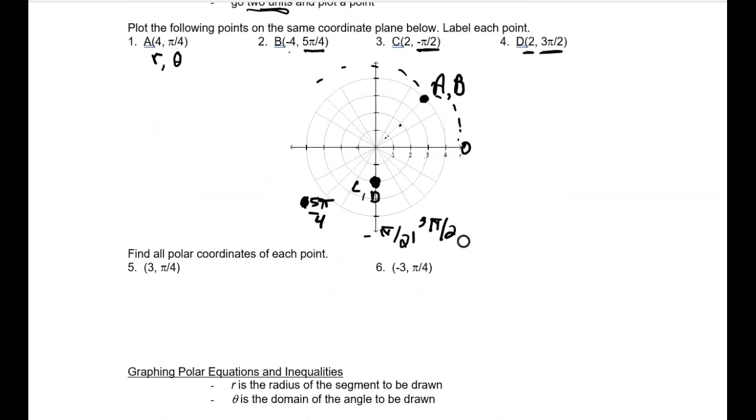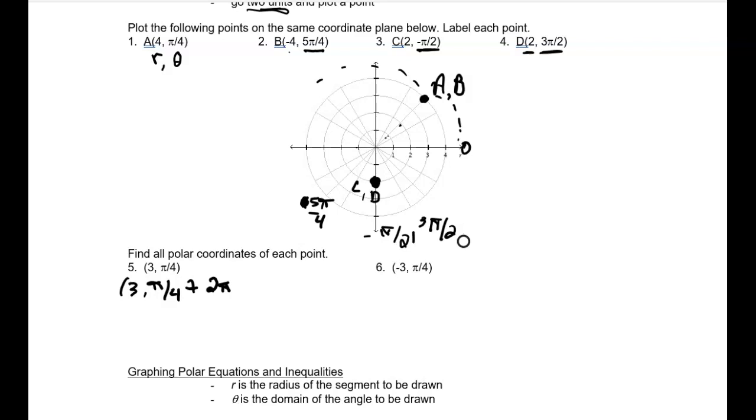Just to kind of illustrate, there's different ways that we can label the same exact point. When I ask you to find all polar coordinates of each point, one of the things that we could do for this one is go out to 3, and then pi over 4 is basically the same point. But another thing we could do, I didn't show up at the top, is we can continue to go around that circle. So if I go pi over 4, add 2 pi, go out to 3, it's the same point.